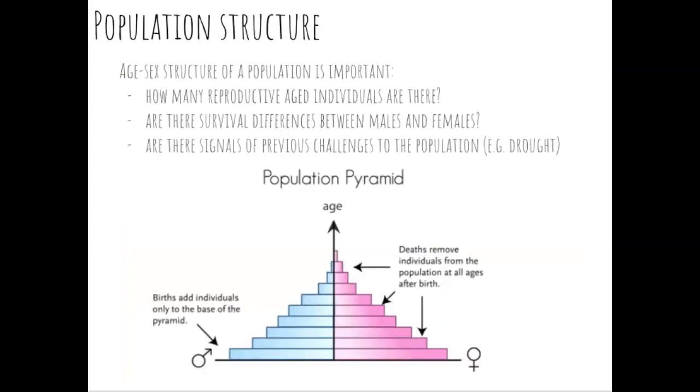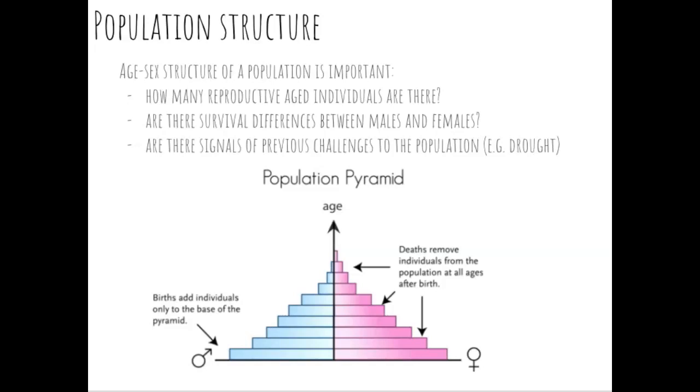When we're looking at population structure of a population, we use what are called population pyramids to give us more information about the demographics of that population. Within that, we can see the number of individuals that occur in each age category, and that gives us information on birth rates and death rates, as well as the number of individuals that survive after birth, and whether there's a difference between males and females that survive in your population. So this can show us how many reproductive aged individuals there are.